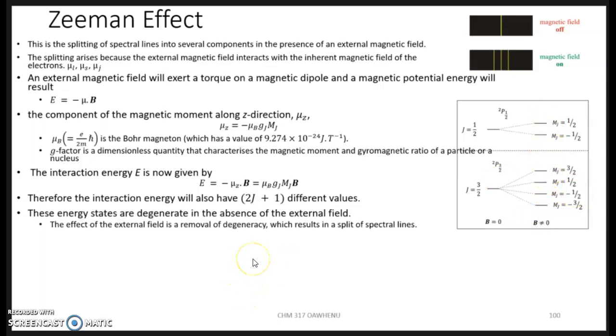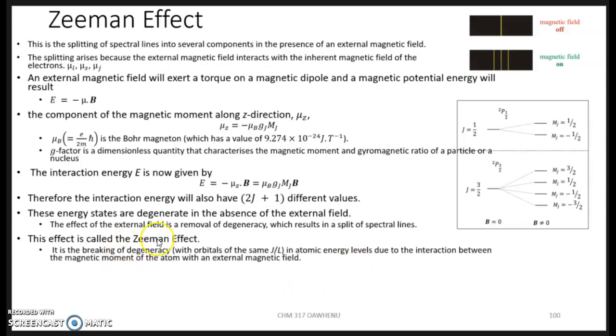And the splitting, the extent to which this is separated, depends on the amount of magnetic field. So the higher the B, the higher the splitting. This effect has been used to calculate or estimate the magnetic field of the sun. So this splitting is what we call the Zeeman effect.